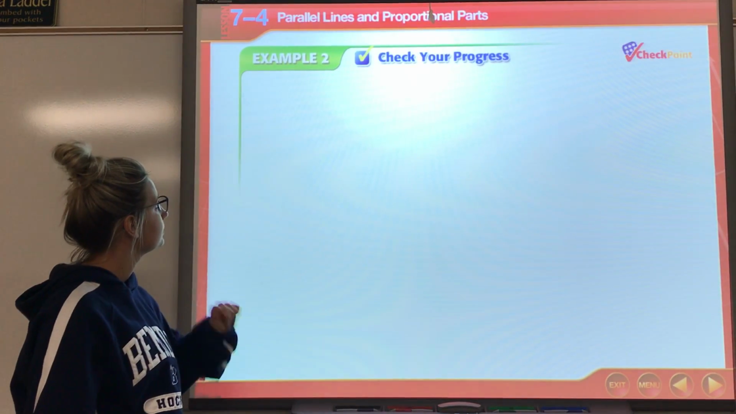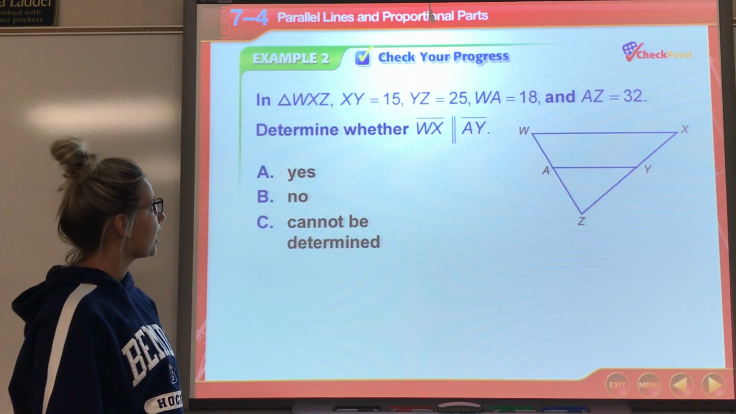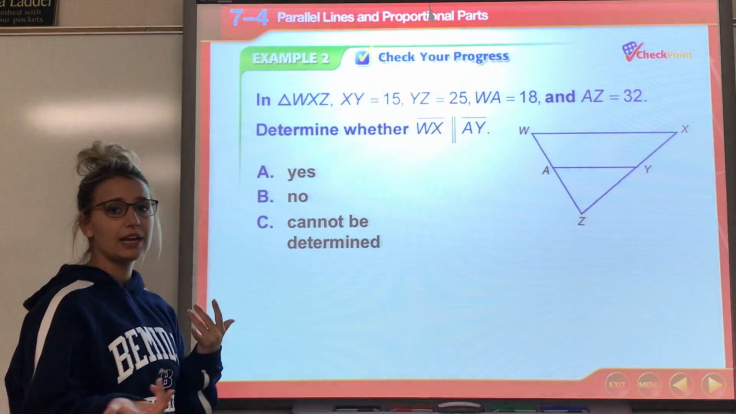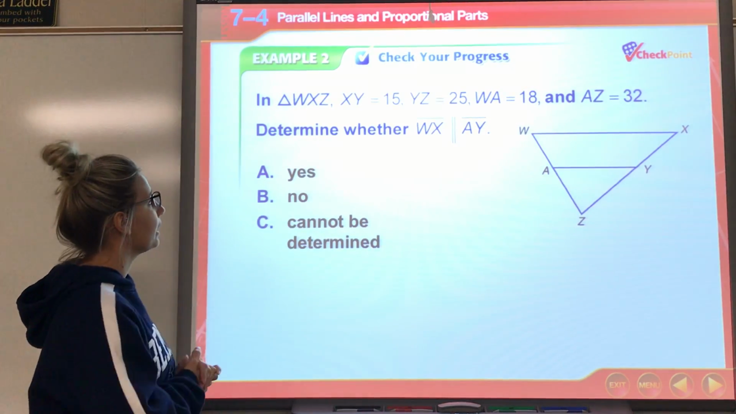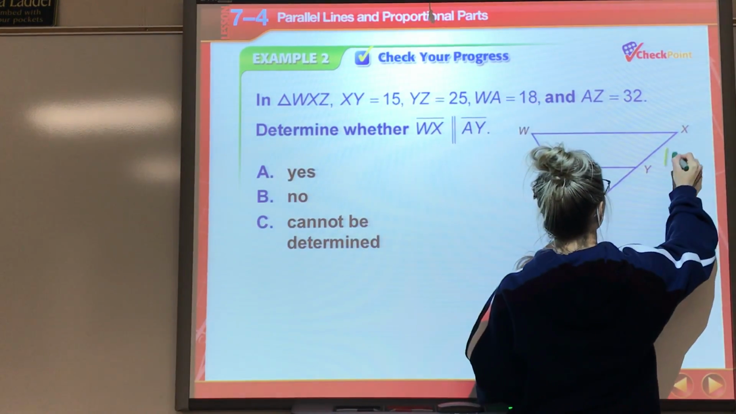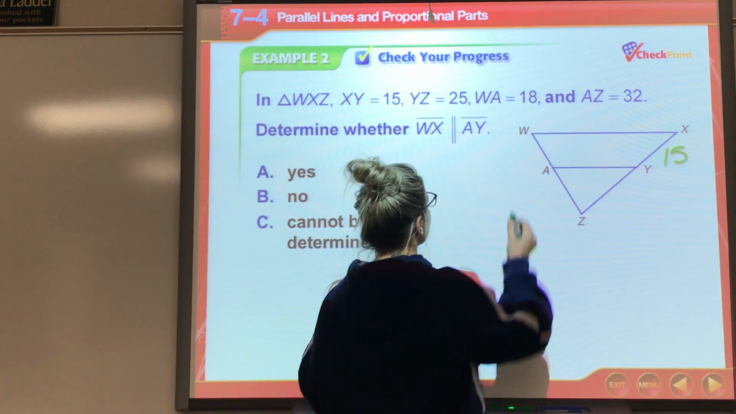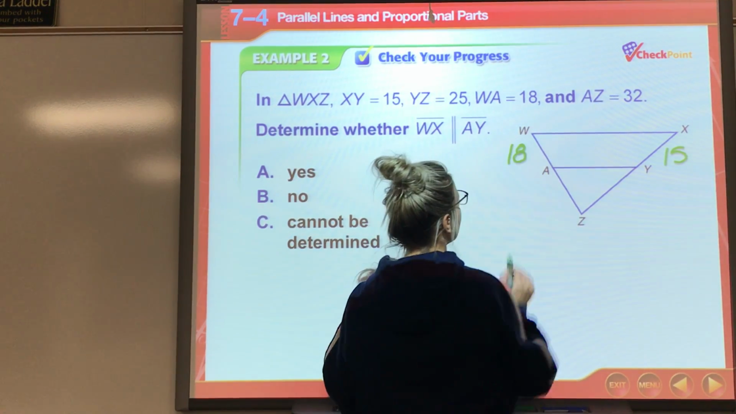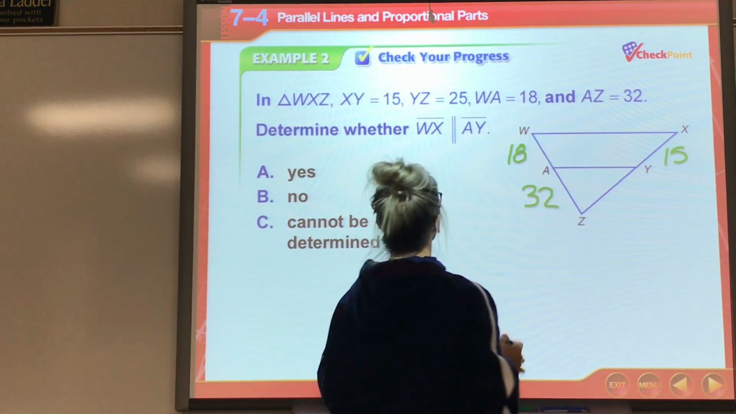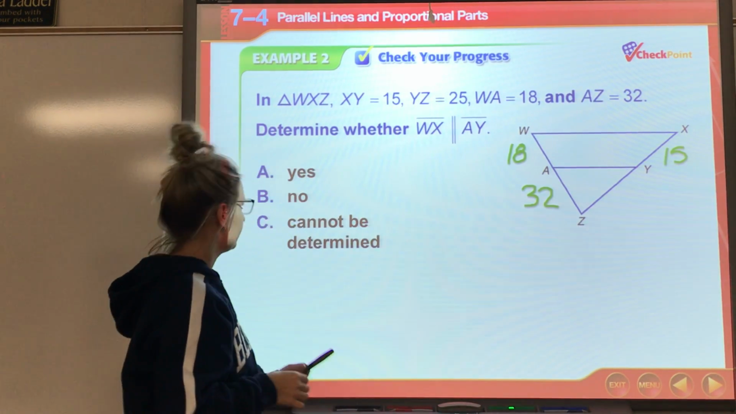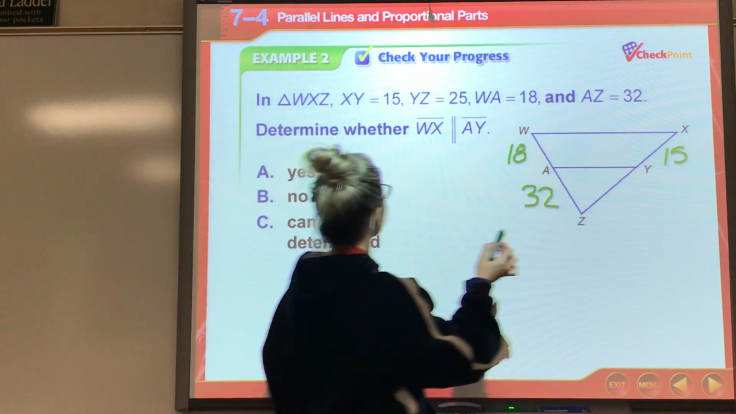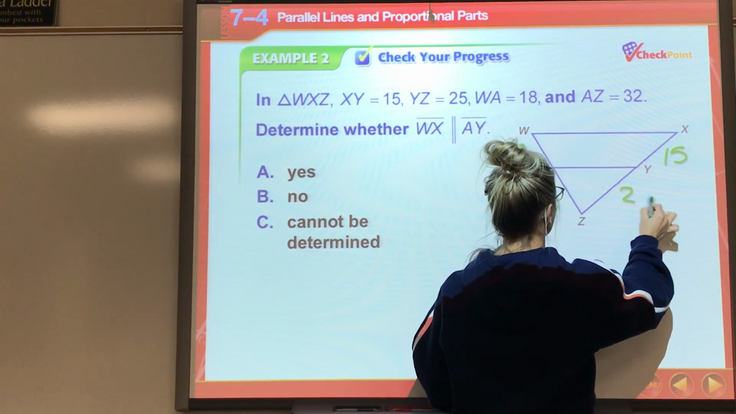Okay. Here's one for you guys to try as well at home. Okay, we have to determine if they are parallel or not. So we're given XY is 15, so here we have 15, WA is 18, AZ is 32. Okay. Am I missing something? Oh, YZ is 25.